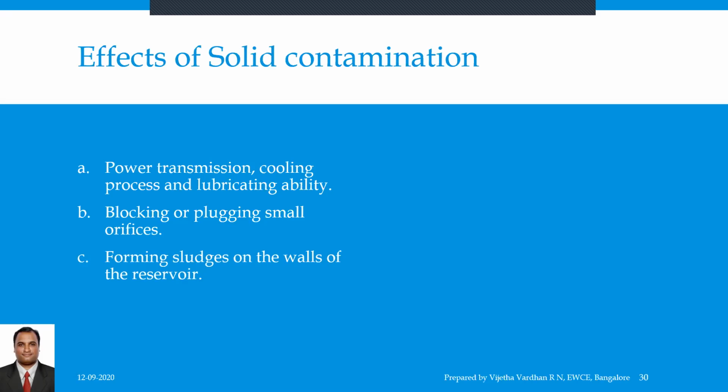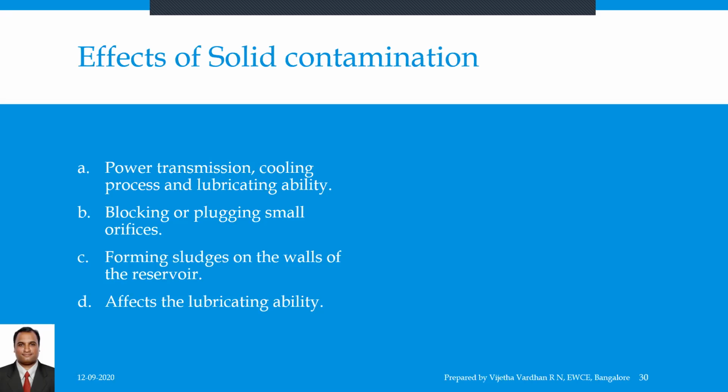Solid contamination interferes with the cooling process by forming sludges on the walls of the reservoir, and the heat transfer from the fluid to the reservoir wall is slowed down during the process, and the operating temperature of the system is going to increase.